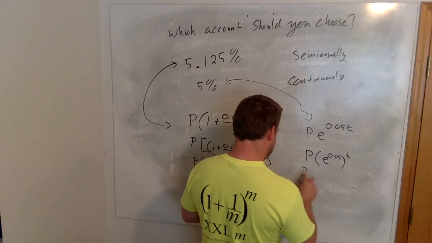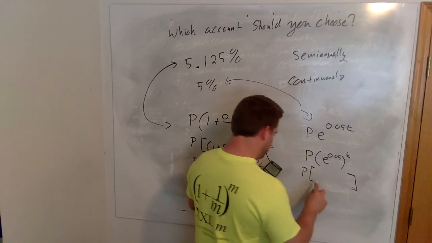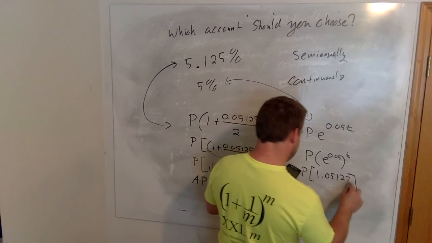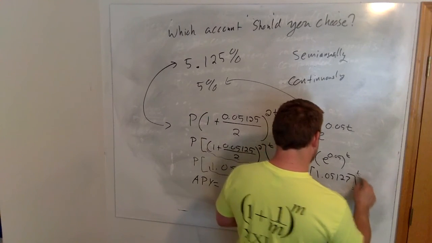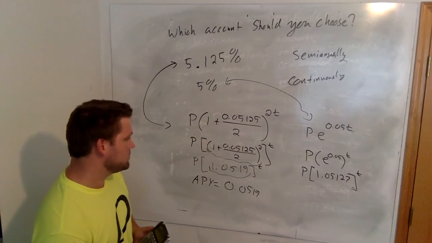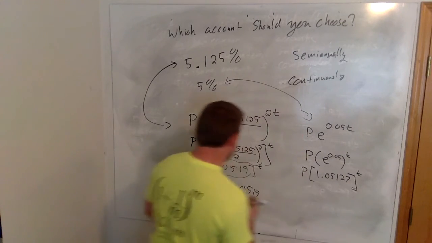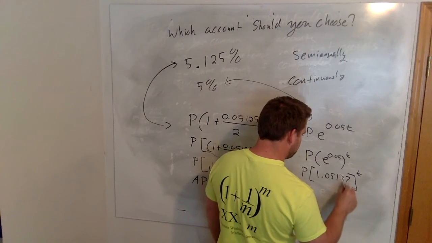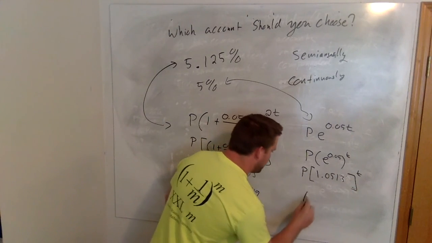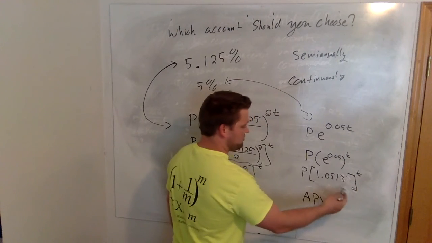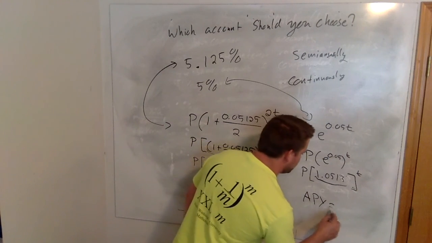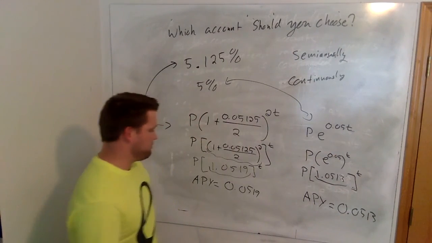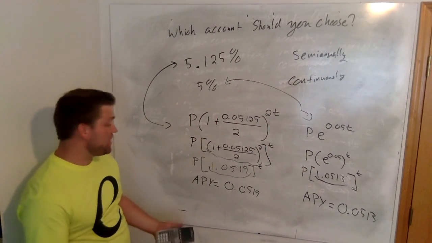So this would be P, and now I have 1.05127 roughly, to the power of t. I went out to 4 decimal places here, so let's go out to 4 decimal places, and I'd round this to 1.0513. So here, we would have an APY. Just take this number in the parentheses and subtract 1. We would get 0.0513, or 5.13%.